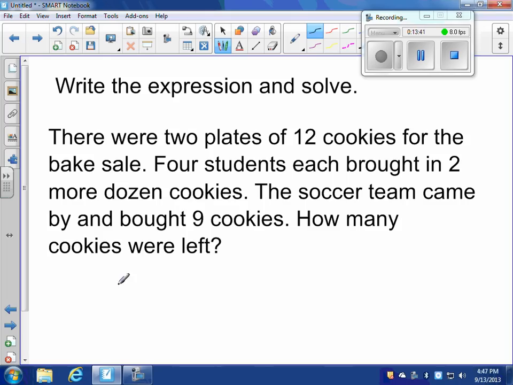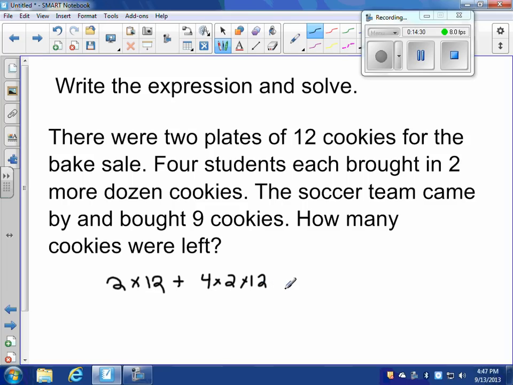Okay, so we're going to get started. It says there were 2 plates of 12 cookies. And when I see the word of, that tells me that I'm going to multiply. So 2 plates of 12 cookies for the bake sale. And then it says 4 students, so we're going to add to this. 4 students each brought in 2 more dozen cookies. So I know that a dozen means 12. So I could solve this like 2 times 12, and then I could multiply this also. So that's going to give me 4 students each brought in 2 more dozen cookies.